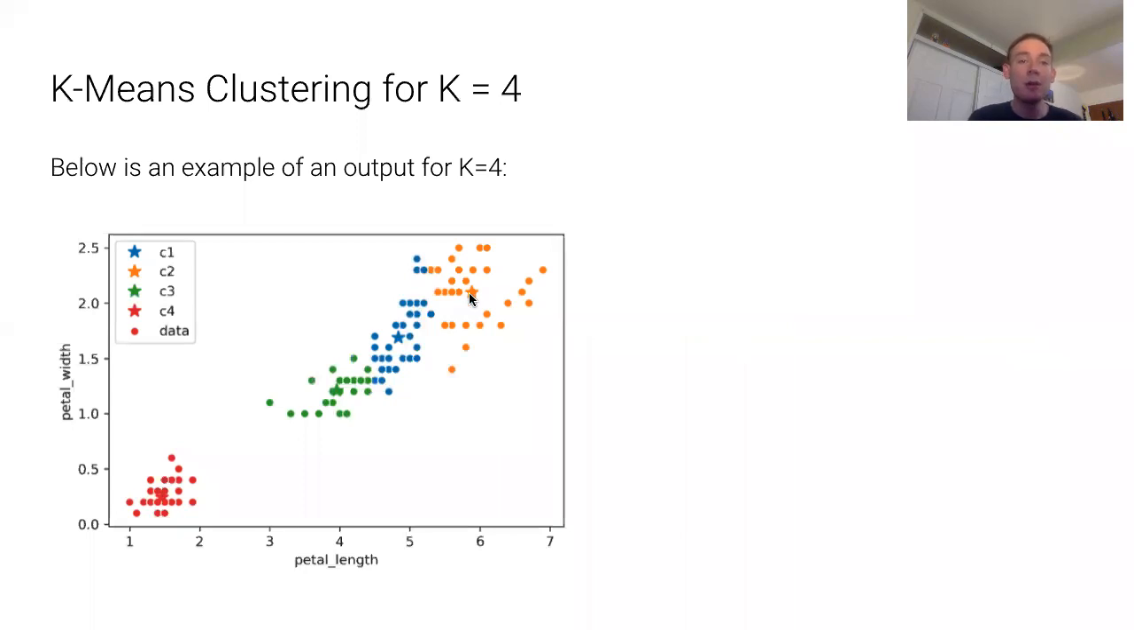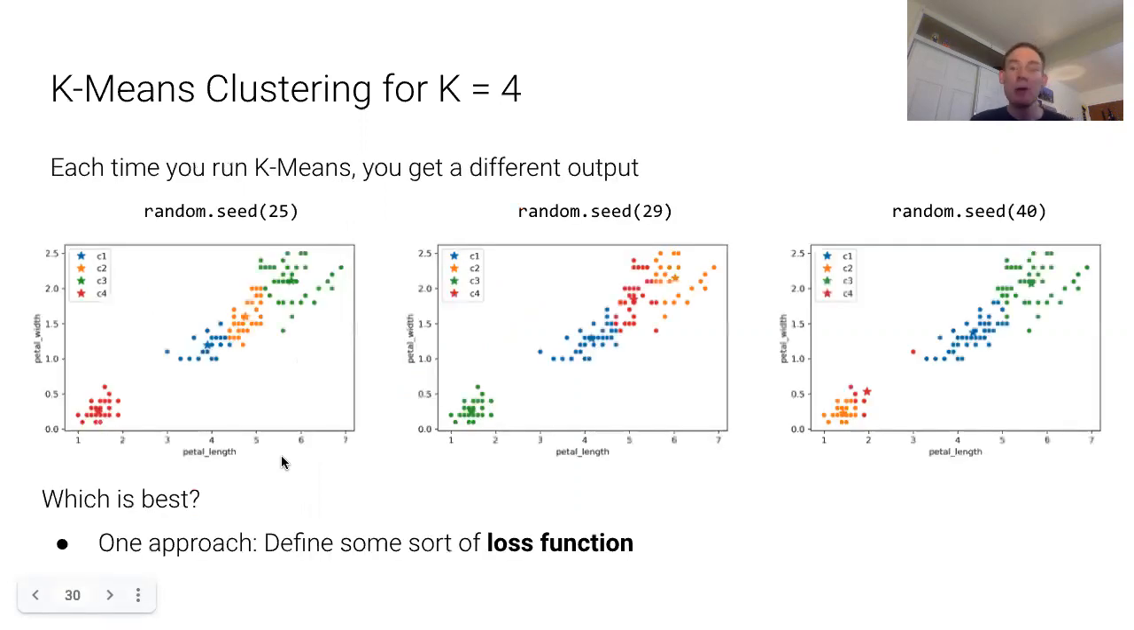So here's an example of running k-means on the same data set as before, but this time we've set the k value, the number of clusters, equal to 4. And you can see this is the output that we got. However, each time we run k-means, it's possible that we get different outputs.